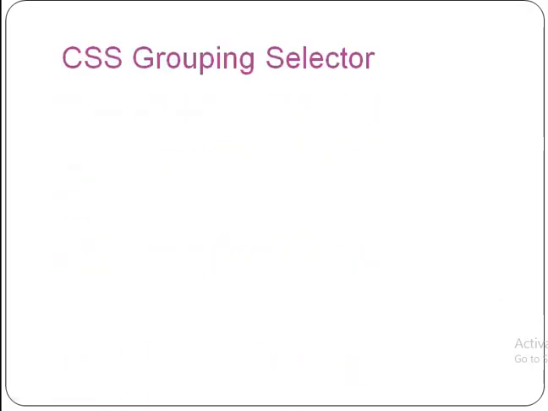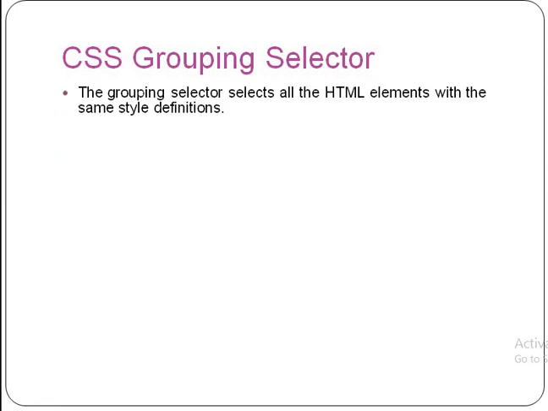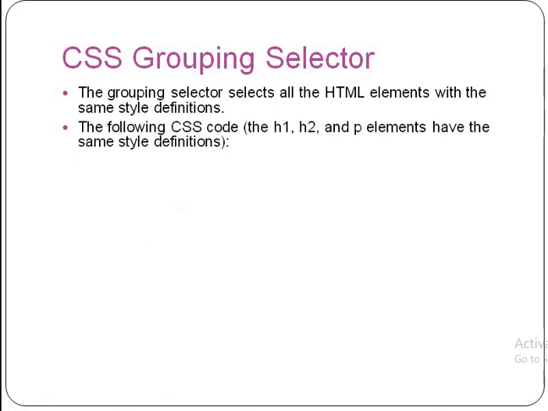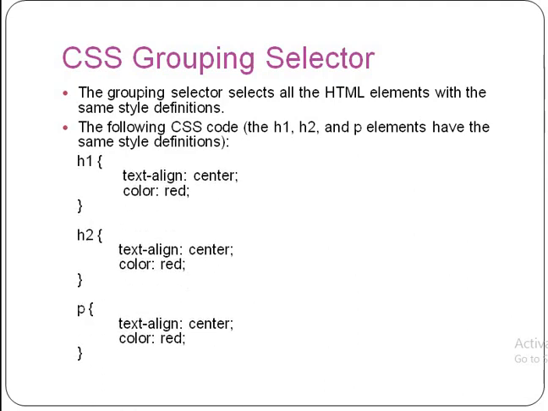Now let's move on to the next type of selector, the CSS Grouping Selector. The grouping selector selects all the HTML elements with the same style definitions. For example, you can see a CSS code below. Here there are different elements that are being styled with the same style definitions. Here h1, h2 and p are 3 different elements with the same style definitions, that is, text-align is center and color is red. So this can be simplified with the help of the grouping selector. Since all the style definitions are the same, instead of writing them separately, you can group them using the group selector and define them only one time in order to reduce the coding.